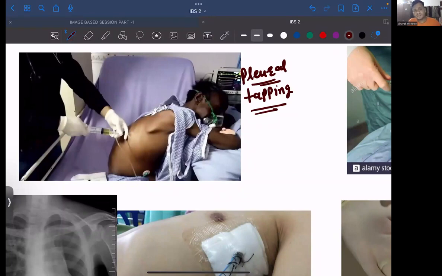If you are taking a pleural tapping sample, which investigation should be sent? What will we send first? Culture and sensitivity for bacteria, right? Then acid fast bacilli, that is TB, right. We will send AFB for staining as well as culture. That means we will do the culture and also put it under the microscope to see whether acid fast bacilli are there or not, right.